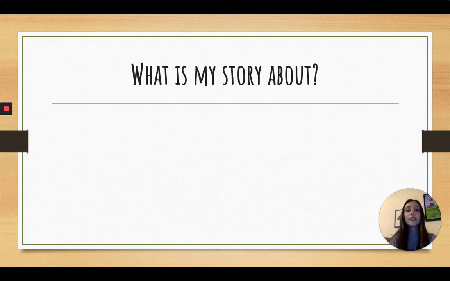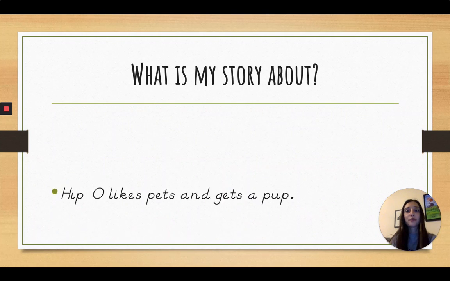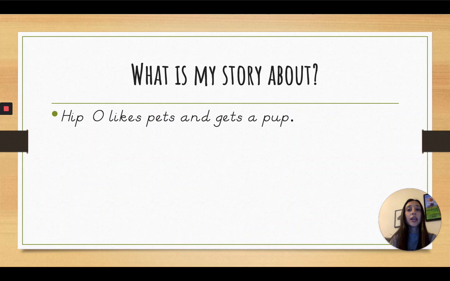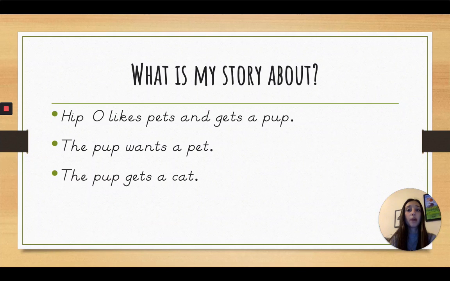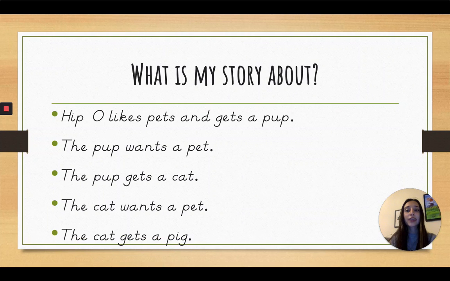And what is my story all about? Well, first, Hippo likes pets and gets a pup. The pup wants a pet. The pup gets a cat. Now the cat wants a pet too, and the cat gets a pig.